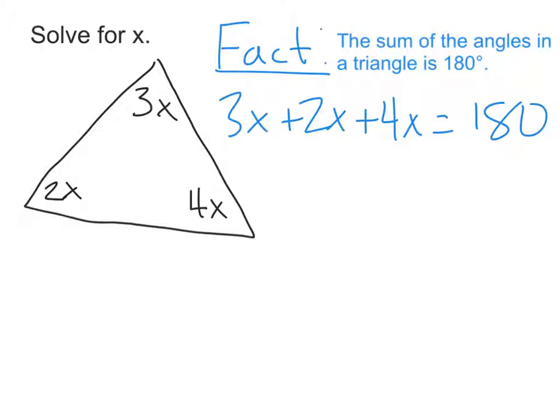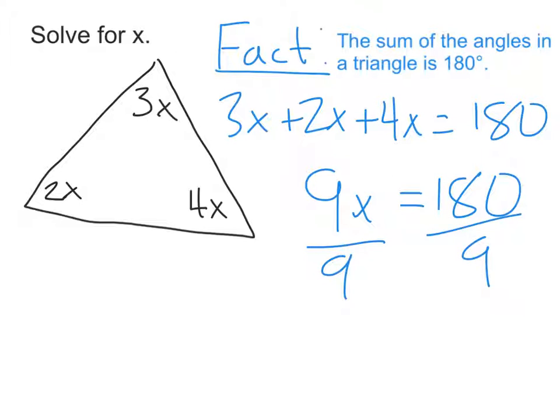And then we can solve this equation pretty quickly because these are all like terms on the left. So 3 plus 2 plus 4, that's 5 plus 4 is 9x equals 180. And then we can solve for x just by dividing by 9. And we get x equals 20.